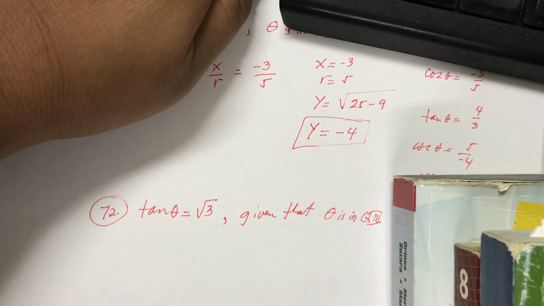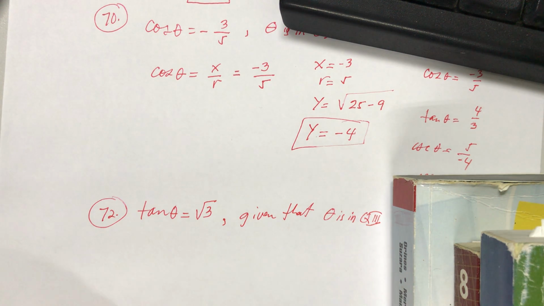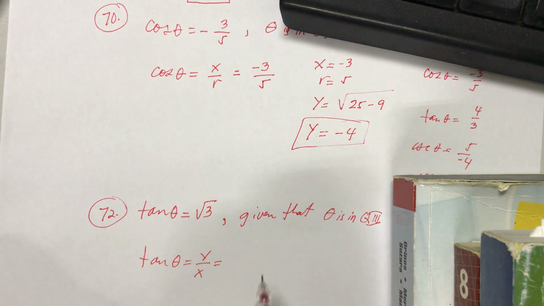So how do we do this? What is the definition of tangent theta? Tangent theta is y over x. Since the given is that tangent theta is square root of 3, it follows that tangent theta, which is y over x, is negative square root of 3 over negative 1. Take note that when you divide negative square root of 3 by negative 1, you still get square root of 3, which is actually the given. Negative divided by negative is positive.